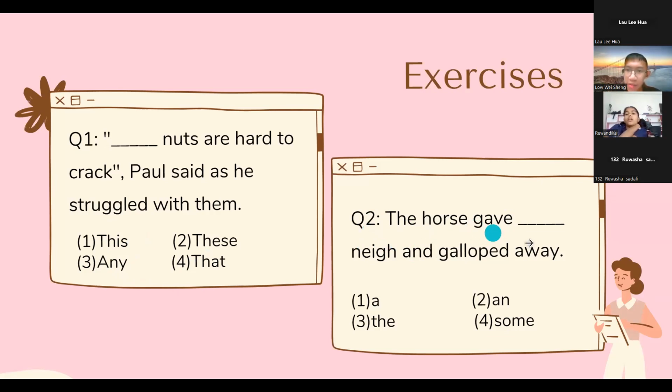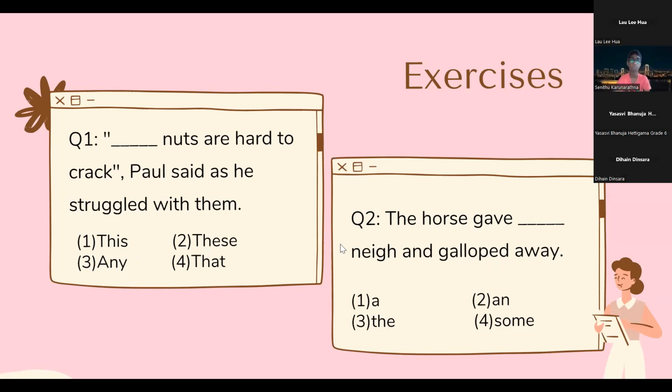The horse gave neigh and galloped away. So there seems to be some conflicts here. So is it or is it the?